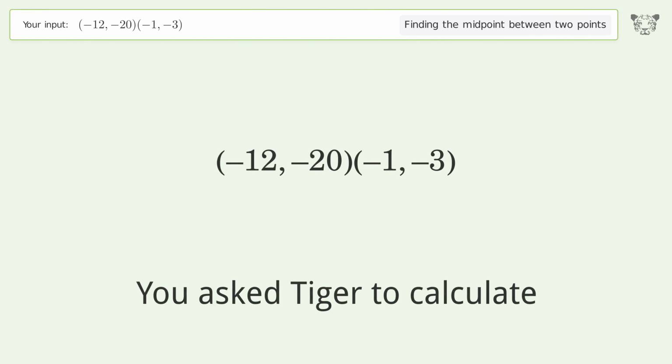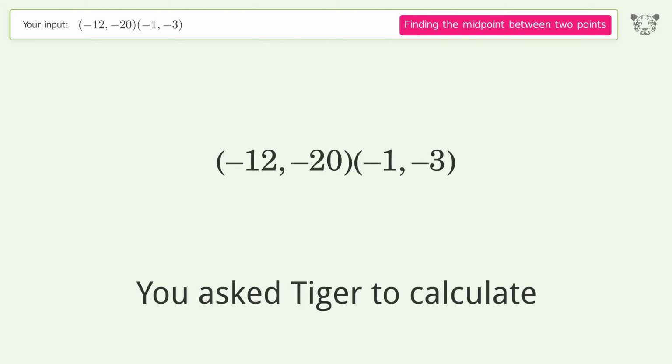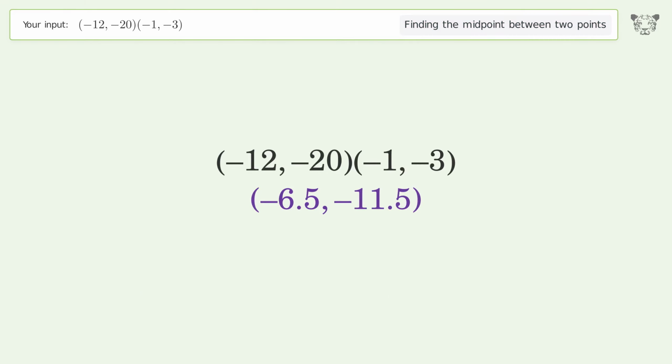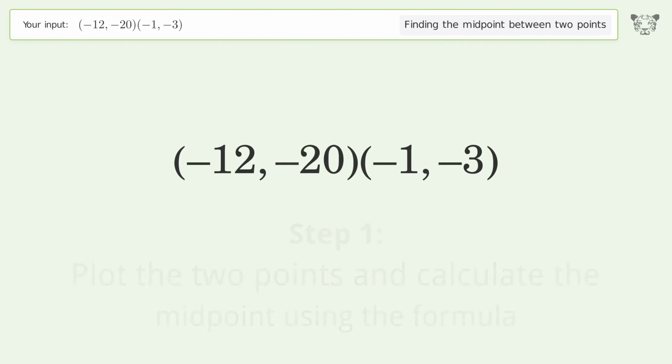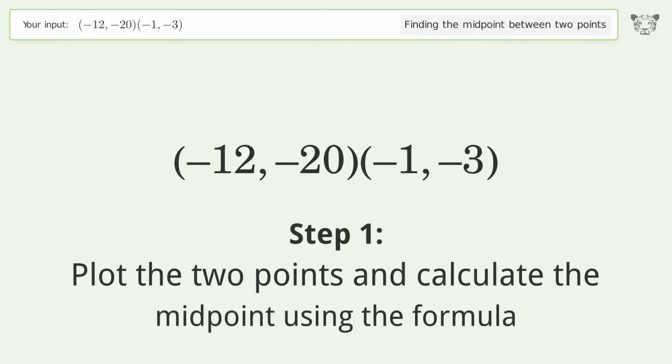You ask Tiger to calculate. This deals with finding the midpoint between 2 points. The midpoint between the 2 points is -6.5, -11.5. Let's solve it step by step. Plot the 2 points and calculate the midpoint using the formula.